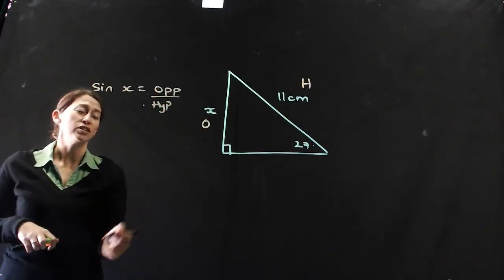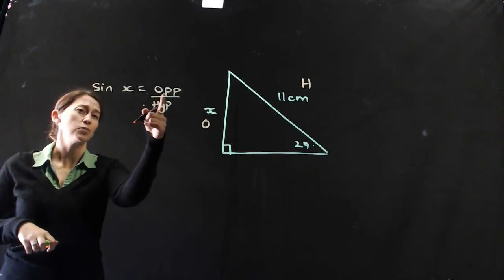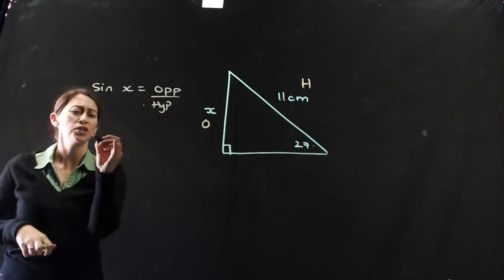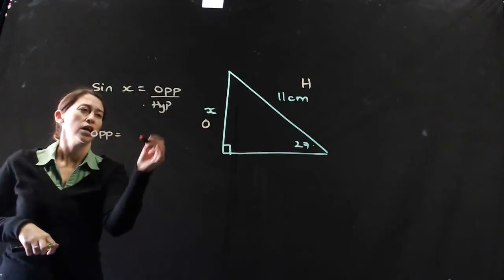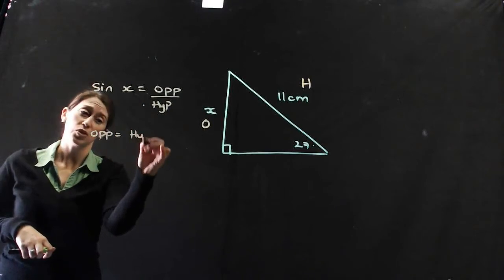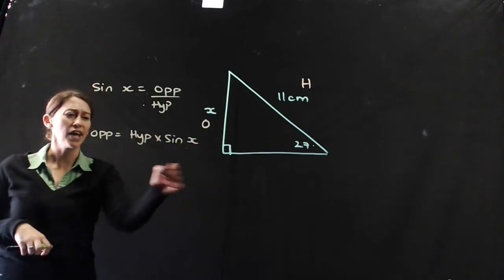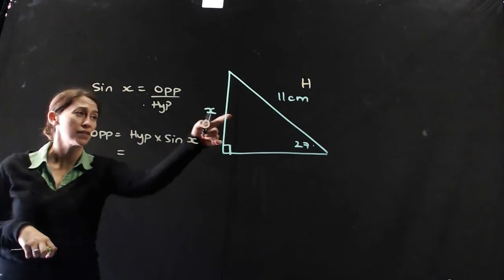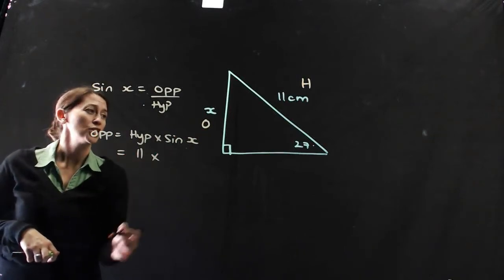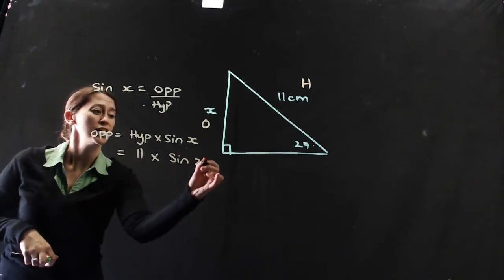Well, I need to rearrange first of all because I'm actually finding the opposite and I have the angle. So we know that opposite equals the hypotenuse multiplied by the sine of the angle. In this case, the angle is 27 and the hypotenuse is 11. So I'm going to do 11 multiplied by sine 27.